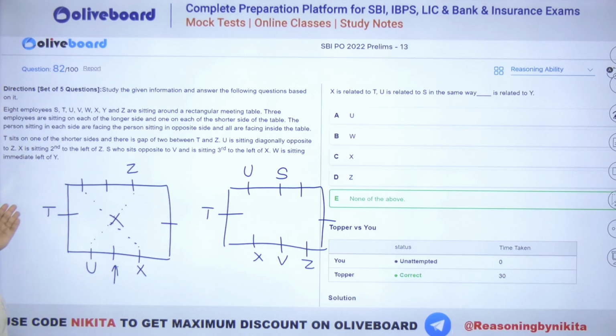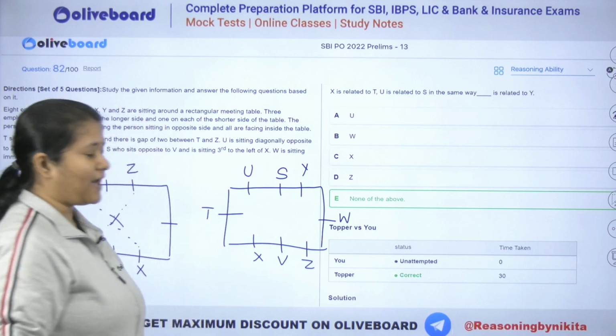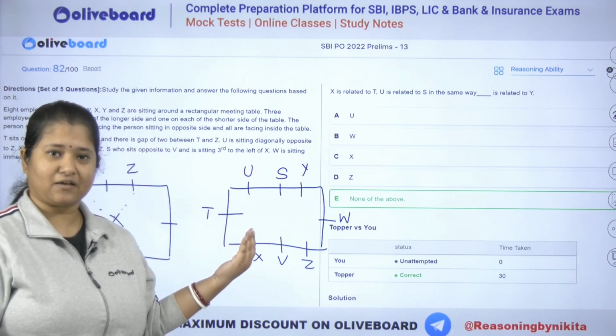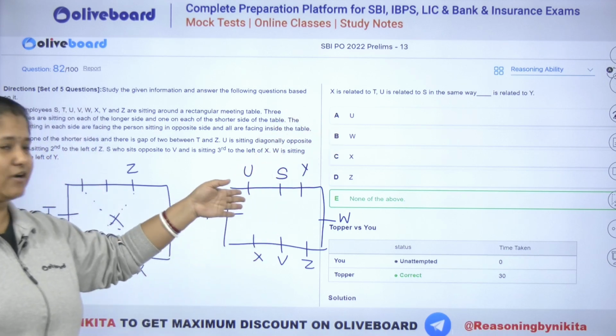Okay? Now what is remaining? Then we have W is immediate left of Y. So W has to be immediate left of Y. That means W immediate left of Y will be like this. So this is the final structure that you will be getting here, right? This is your final structure. Now the question is tricky. You would have got this arrangement, right?